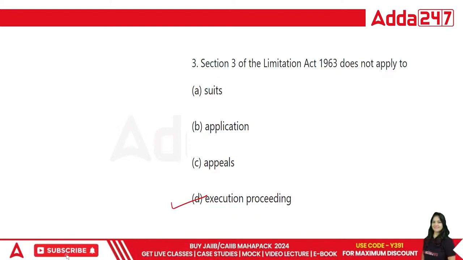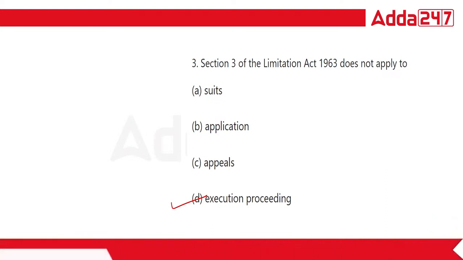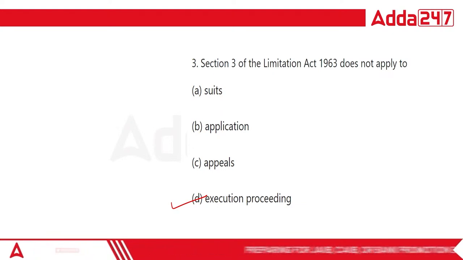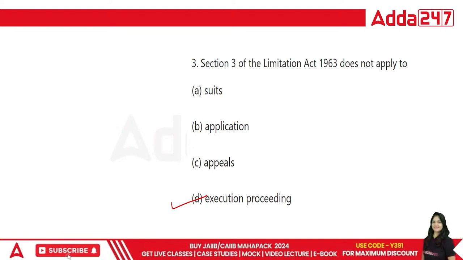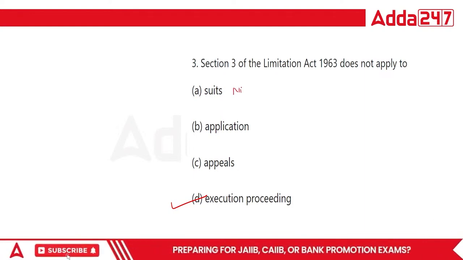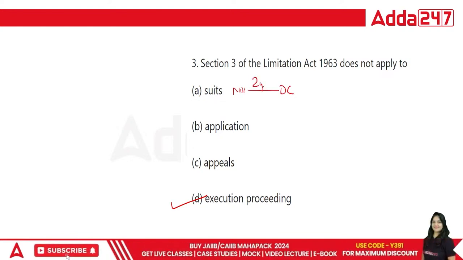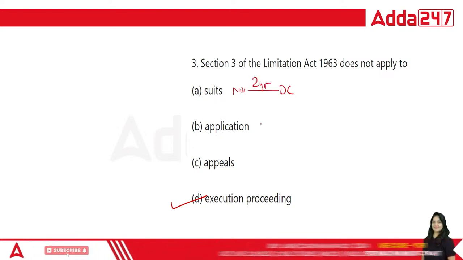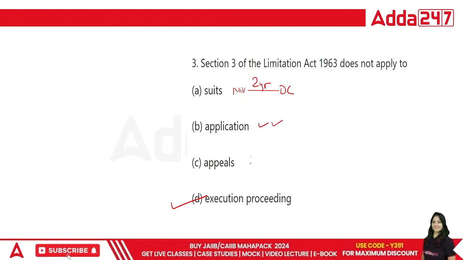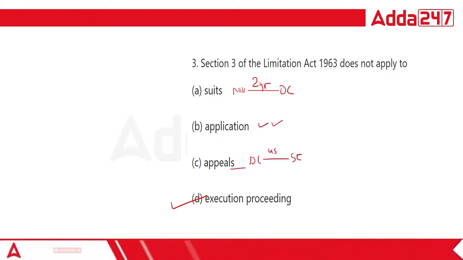Because in the paid class also we have learned that limitation will apply to the suit, application and appeal. If I give you the example of suit, suppose Nikita ma'am has to file the case to the district commission, the limitation is 2 years. In application, suppose any bail application, writ application, there is certain limitation. Appeal also, district commission to the state commission, that is your 45 days. So this is the right answer.